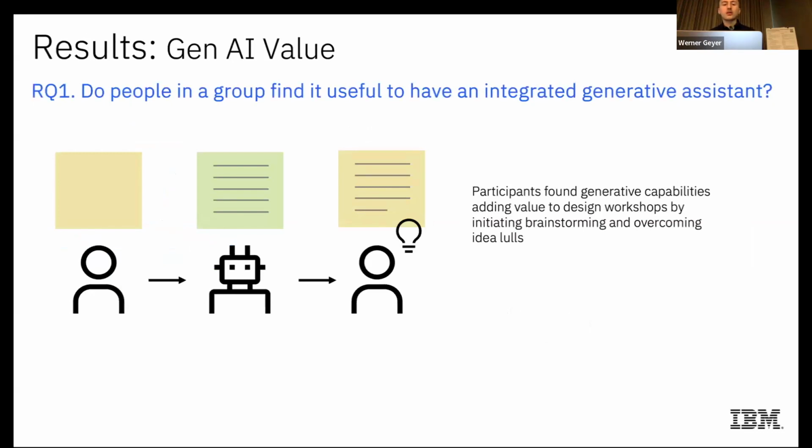Trying to answer the first of the research questions, about whether the participants found it useful to have an integrated generative assistant, the answer is yes. The participants found it useful to have the assistant. They thought about generative AI as a brainstorming starting point. And they also thought it would be useful to avoid lulls in ideas and help to keep the workshop on track.